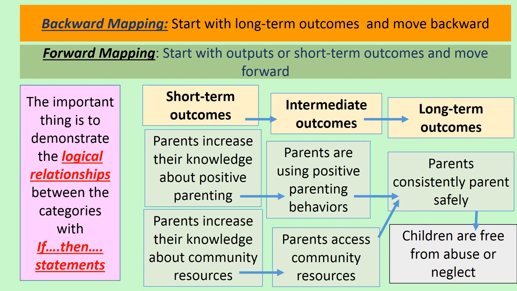To create clearly stated logical relationships between categories, you can use if-then statements. Using a forward mapping logic, the if-then statements for this logic model are: if parents increase their knowledge about positive parenting and about community resources, then parents will use positive parenting behaviors and access community resources for ongoing support. If parents are using positive parenting and community resources, then they will consistently parent safely and children will be free from abuse and neglect.